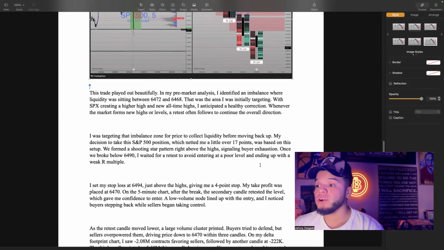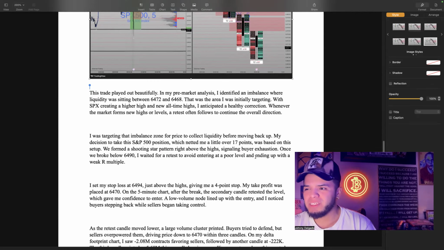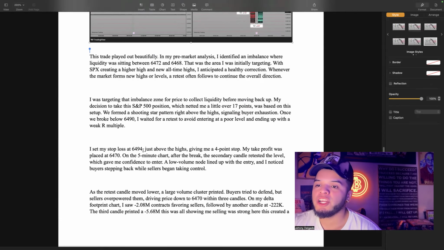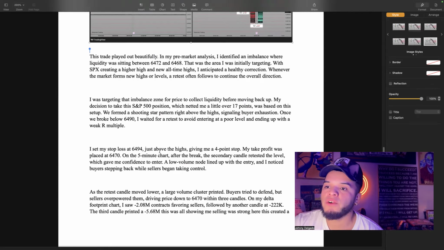If you get in too early, you're going to have a bad R multiple, and you're likely going to hit stop loss, even though your trade will go in the right direction. Patience is key, especially when you're trading smart money or just price action in general. I set my stop loss at 64.94, just above the highs, giving me a 4-point stop. My take profit was placed at 64.70 on the 5-minute chart.